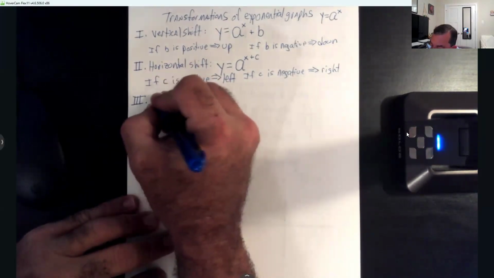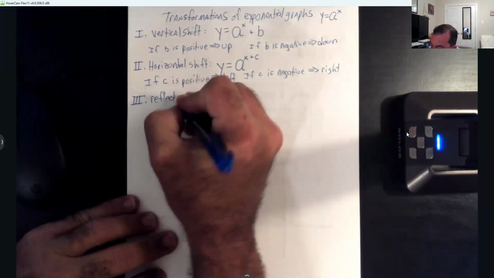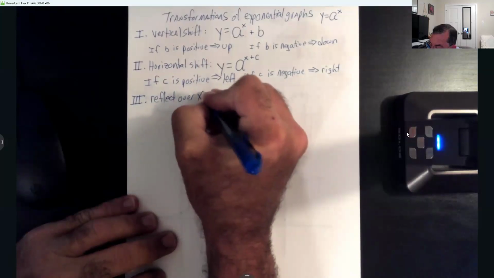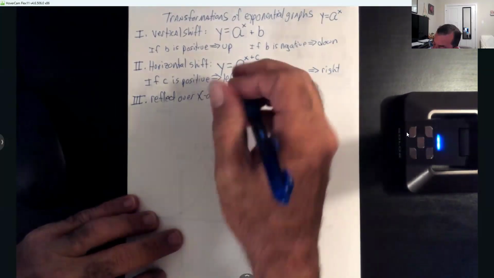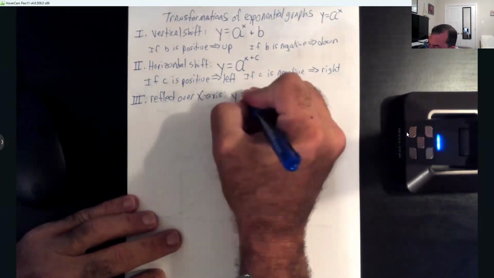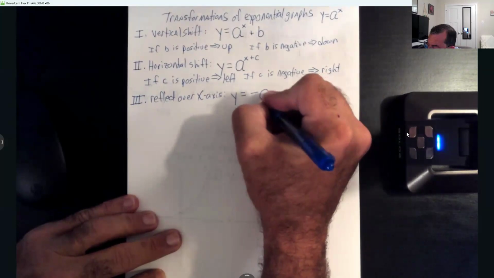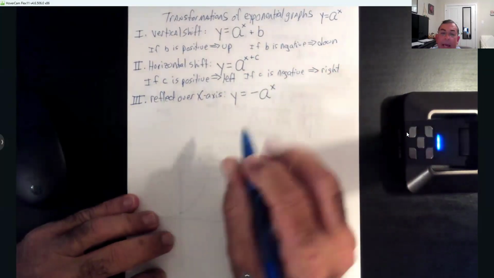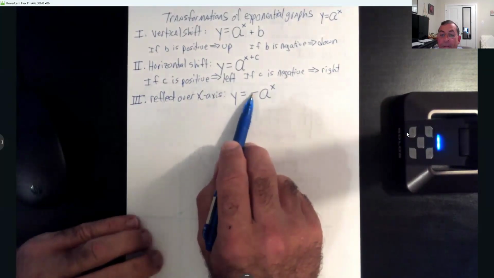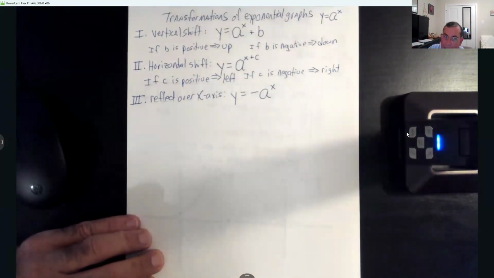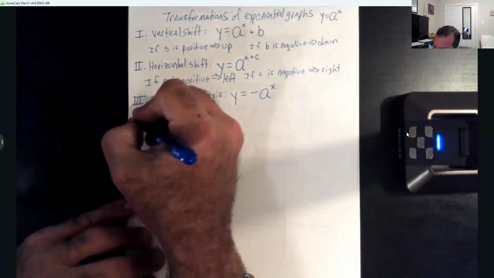We can still reflect over the x-axis. So to reflect over the x-axis, we'll have y equals negative a to the x. So just like in 7-2, if we put a negative in front of the function, it reflected it over the x-axis.